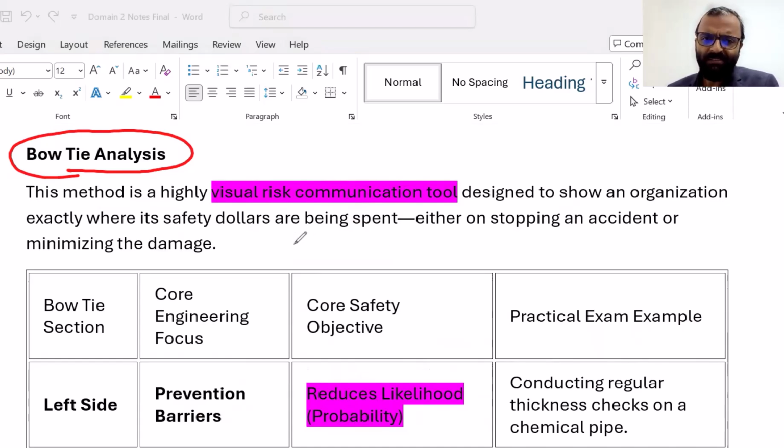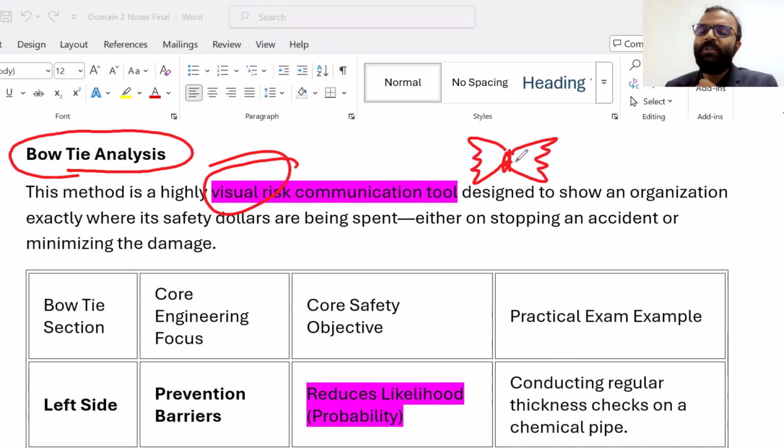Now this bow tie analysis, if someone is asking about the system safety approach, what is the visual analysis? If some question is coming with the visual part, it is bow tie. See, bow tie means what? The English people will be wearing the small tie, not the long tie, but the small tie. This is your bow tie.